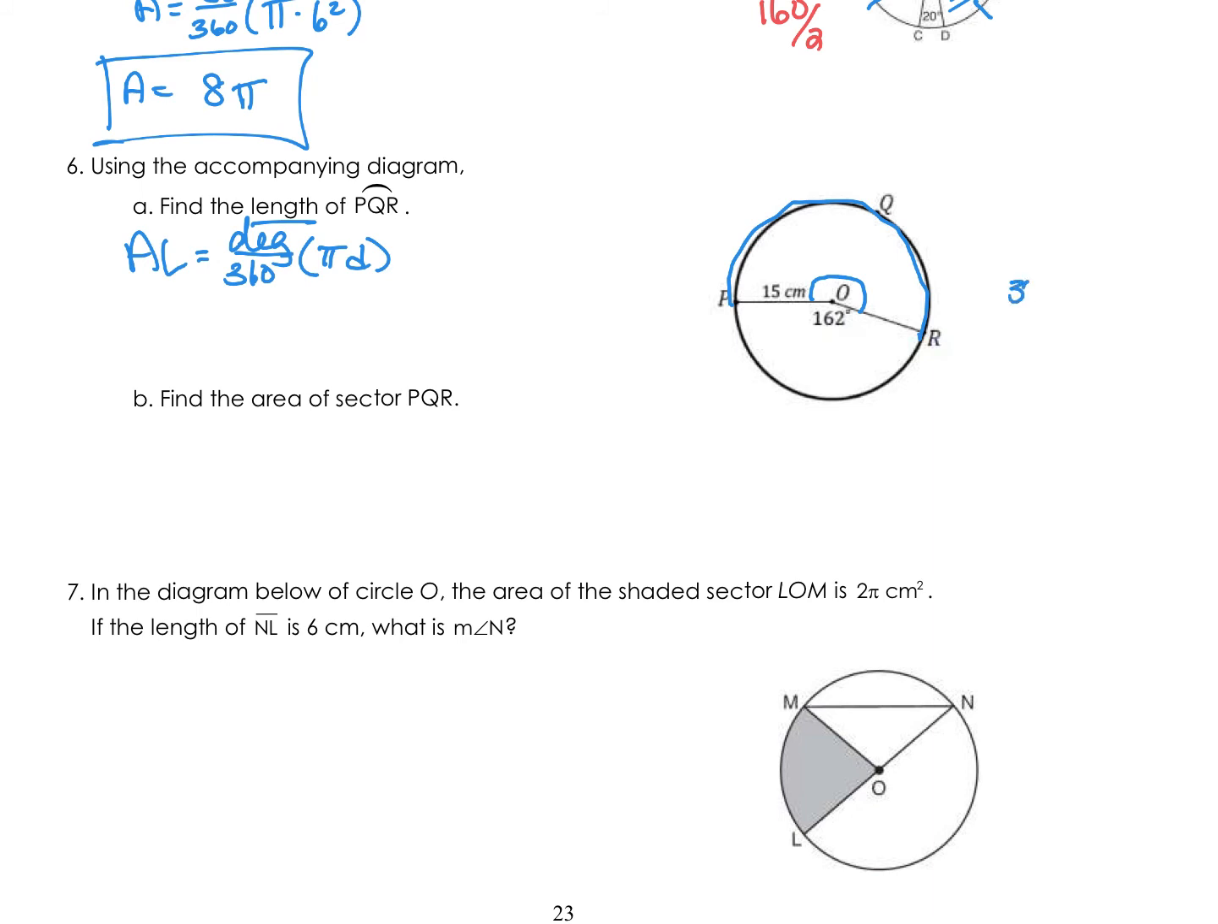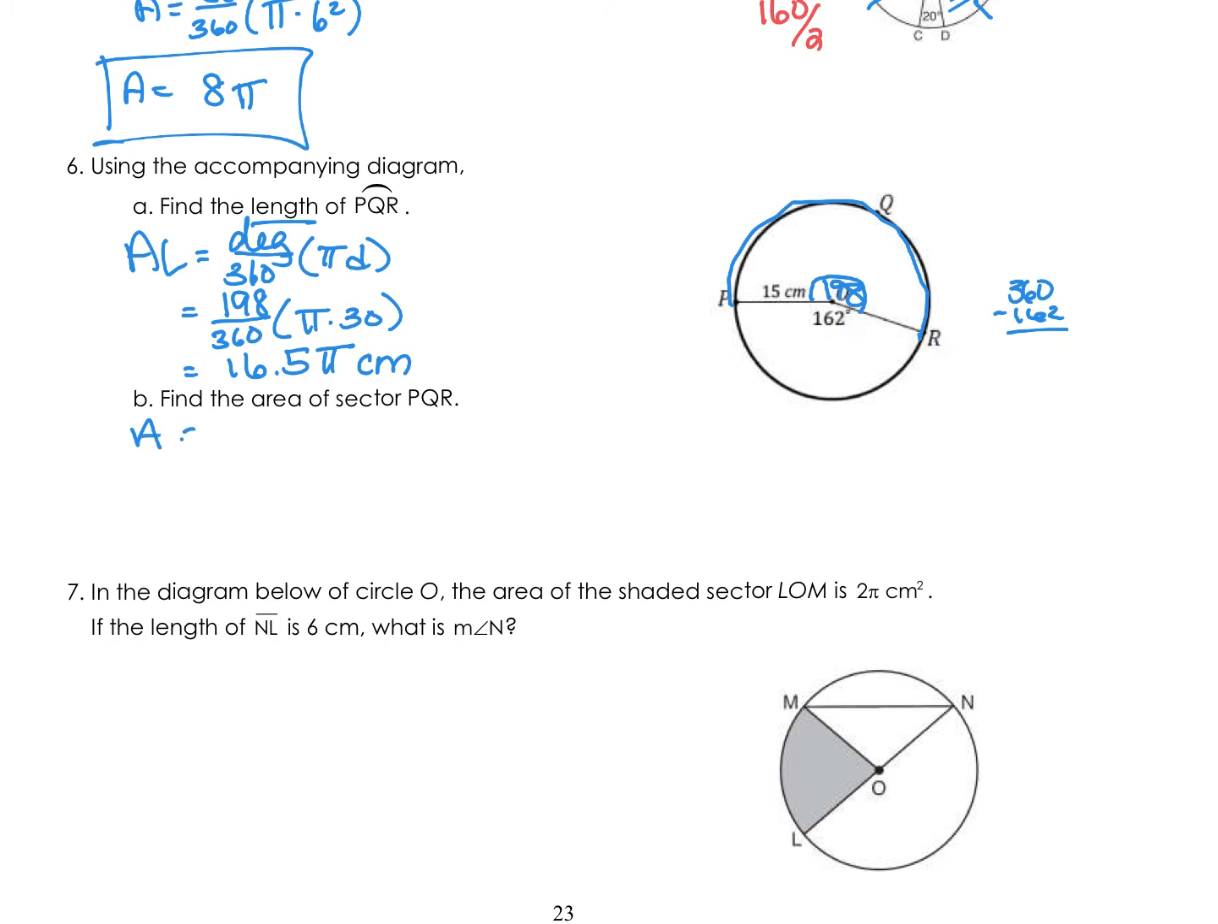So I actually have to do 360 minus 162, and that gives me 198. So I have to use 198 out of 360 times pi, and our diameter will be 30. And again, it does not say where we're going to round, so we'll leave it in terms of pi. 198 over 360 times 30, we get 16.5 pi. And this is just length, so it is centimeters.